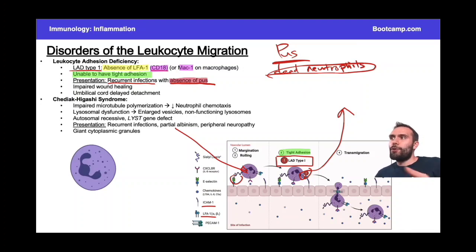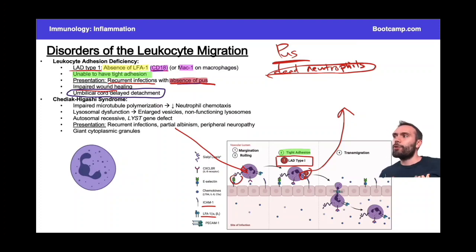You have absence of pus because you have absence of neutrophils, okay? And so you can also see impaired wound healing here. And then another big thing, if you had to put in a third thing besides CD18 and absence of pus, the umbilical cord being delayed in terms of its detachment. Very classic for leukocyte adhesion deficiency. So just keep this one in mind.